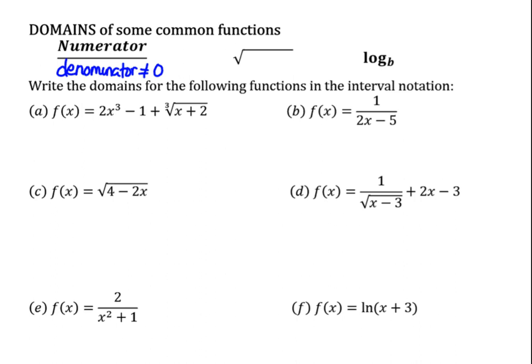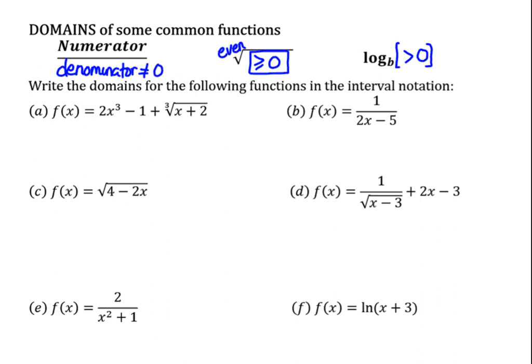For the radical function, I should say only for an even root, everything inside must be greater than or equal to 0. So inside an even root has to be greater than or equal to 0. And the argument of the log must be positive. So those are three things we need to watch out for.